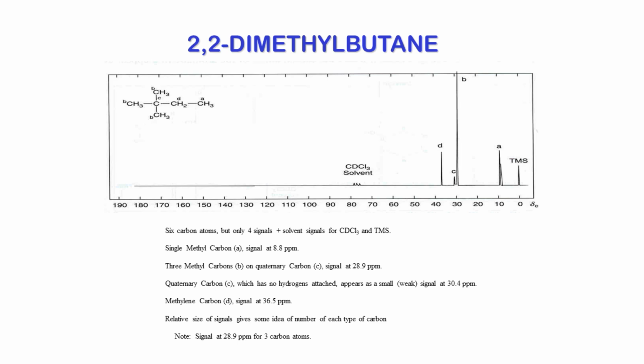The single methyl carbon appears at 8.8 ppm, while the 3 methyl carbons on the quaternary carbon show up at 28.9 ppm. The quaternary carbon itself, which has no hydrogens, appears as a small signal at 30.4 ppm. Lastly, the methylene carbon is seen at 36.5 ppm.